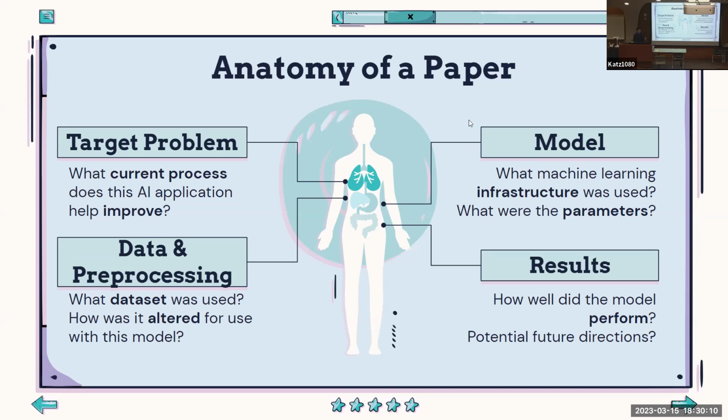Okay, so we'll hop into two papers that I picked, one in radiology, one in pathology, and quickly go through these four aspects to demonstrate that ML papers are really long and they like to say a lot of stuff, but at the root, it's really quite simple.